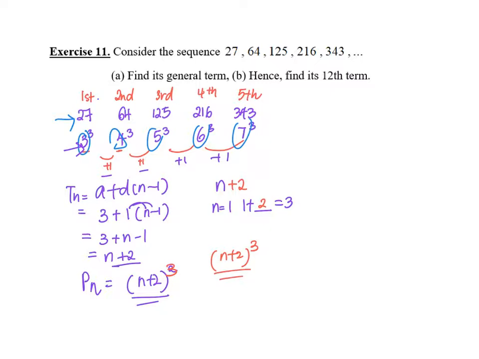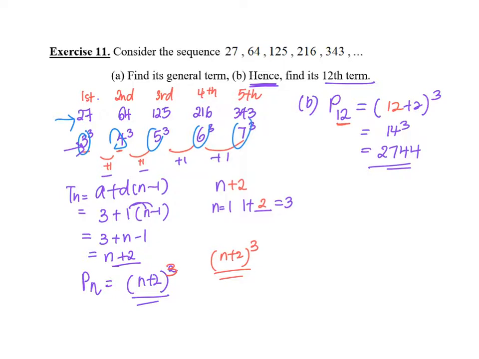Okay, so Pn equals (n plus 2) holding cube. Hence, I'm going to use this pattern. Find the 12th term. So for pattern number 12, n now becomes the number 12. I'll use this pattern: that will be (12 plus 2) holding cube. So it's 14 cube, which gives me 2744.